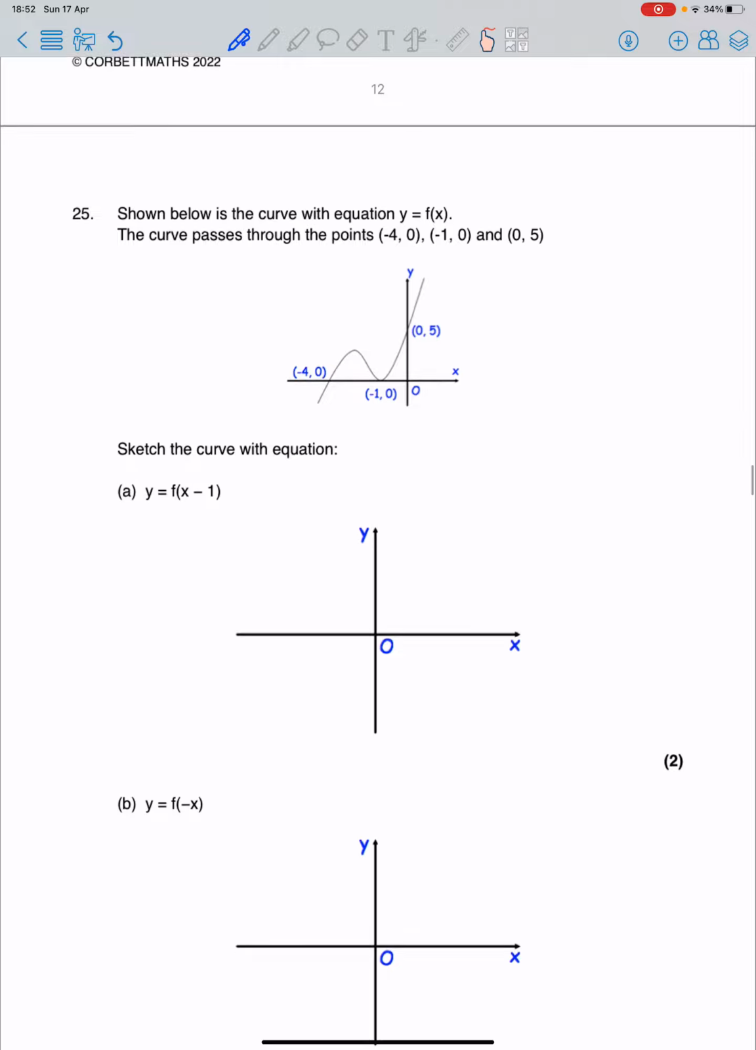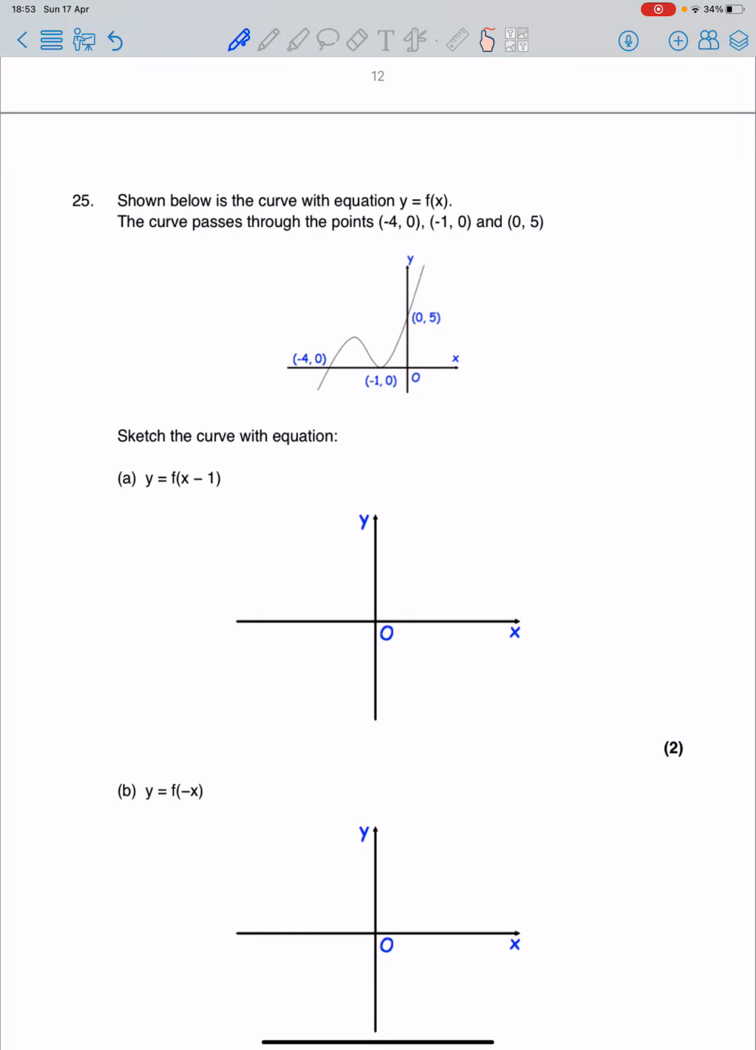Next, shown below is the curve of equation y equals f of x. The curve passes through the points minus 4, 0, minus 1, 0, and 0, 5. Sketch the curve with equation y equals f of x minus 1.